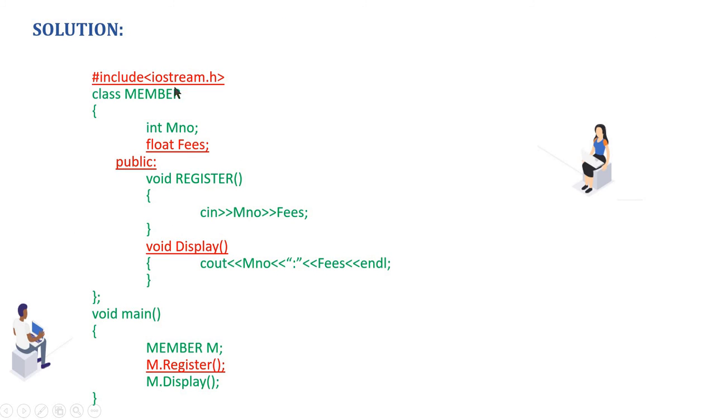Okay, let's see the corrected one. So here there is a correction: #include <iostream.h>, float fees, public should be in small letter, then void display opening parenthesis, closing parenthesis, then m.register. So all the corrections, you have to write the correct program and underline the corrections made by you.